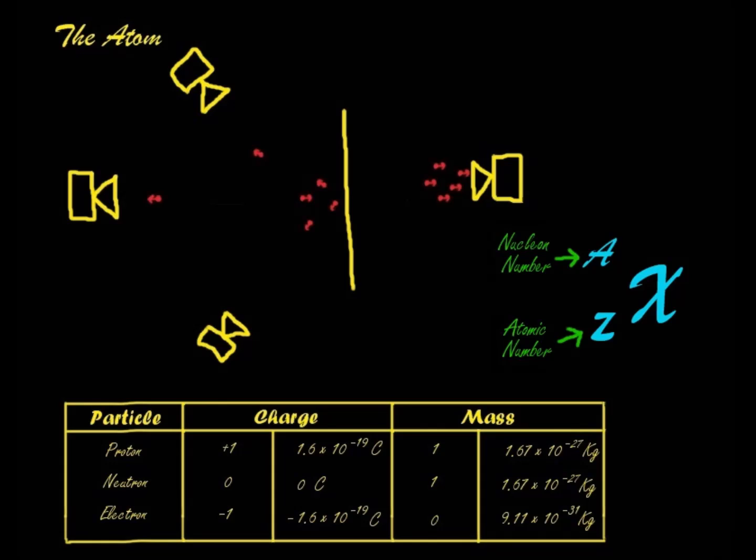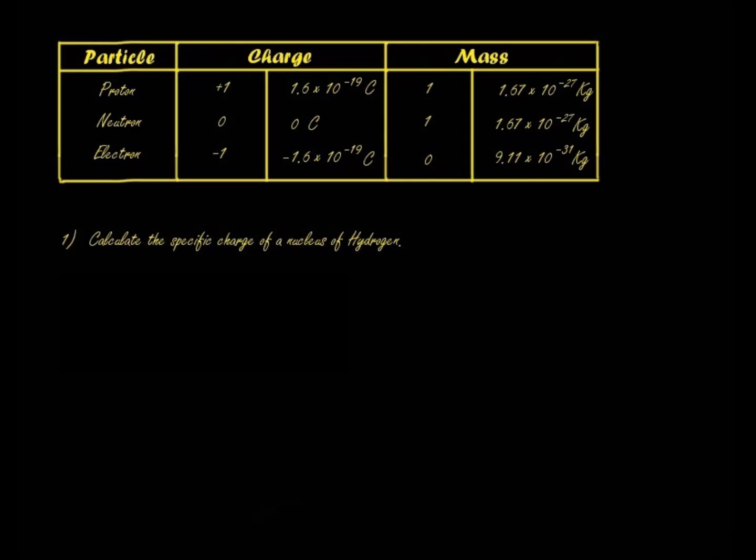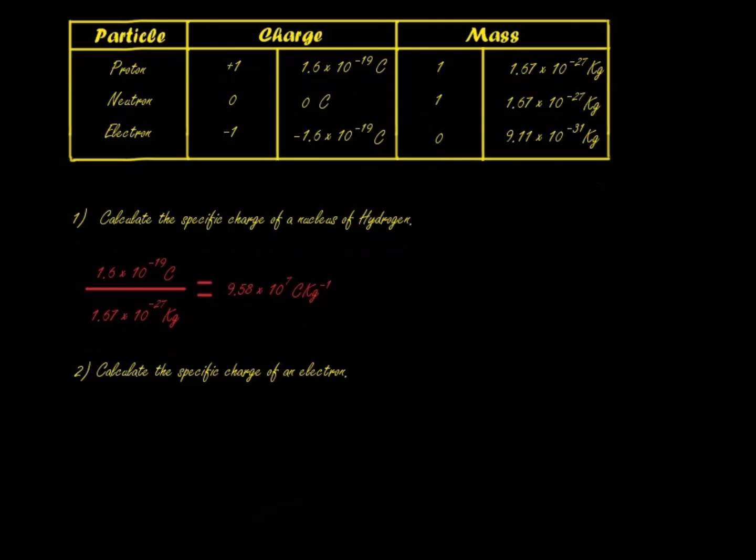Let's try that out. Calculate the specific charge of the nucleus of hydrogen. We know there's 1 proton and no electrons in the nucleus. The charge of a proton is 1.6 times 10 to the minus 19 coulombs. There are no neutrons, so we just need the mass of the proton, and that's 1.67 times 10 to the minus 27 kilograms. Divide 1.6 times 10 to the minus 19 by 1.67 times 10 to the minus 27, and we get the specific charge of 9.58 times 10 to the 7 coulombs per kilogram.